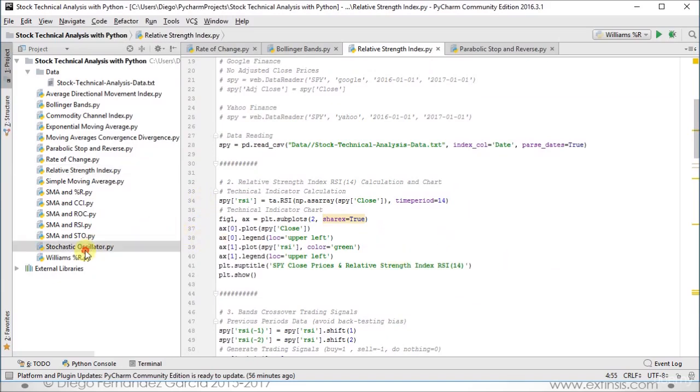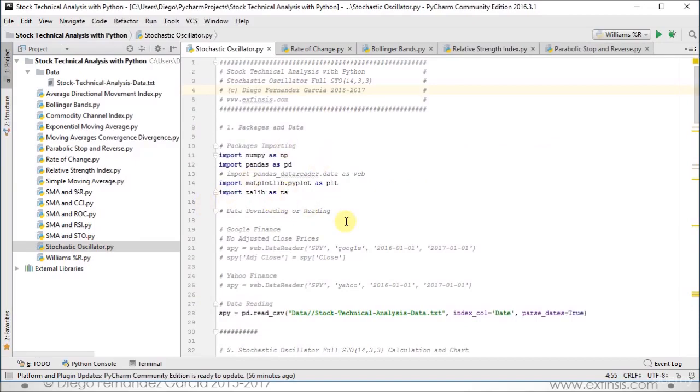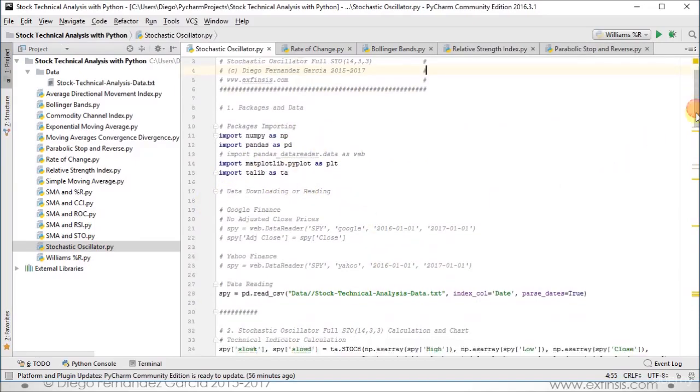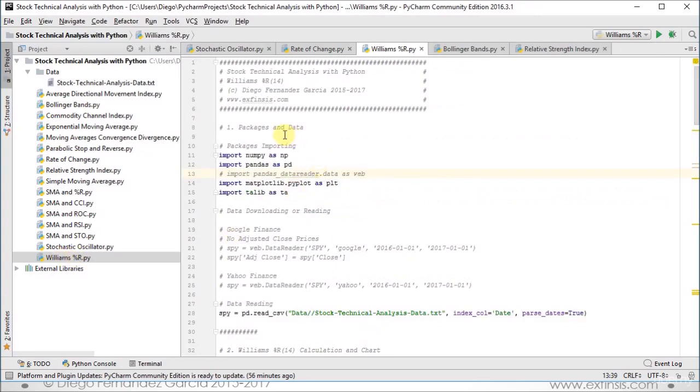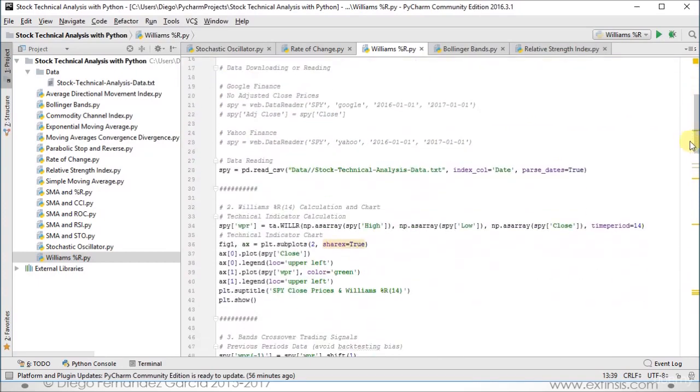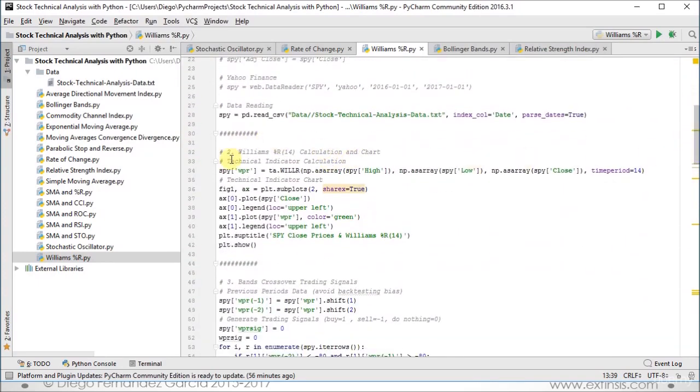Next, we'll continue with stochastic oscillator: packages importing, data reading by default, and then we'll continue with the calculation of the slow K and slow D, which are the components of this stochastic oscillator, and we'll do the charting with the corresponding oscillators below. And finally, we'll study Williams percentage R. Here, we again do packages importing, data reading by default, and then we'll do the calculation of the Williams percentage R technical indicator, and do the charting with the prices and the corresponding oscillator below.